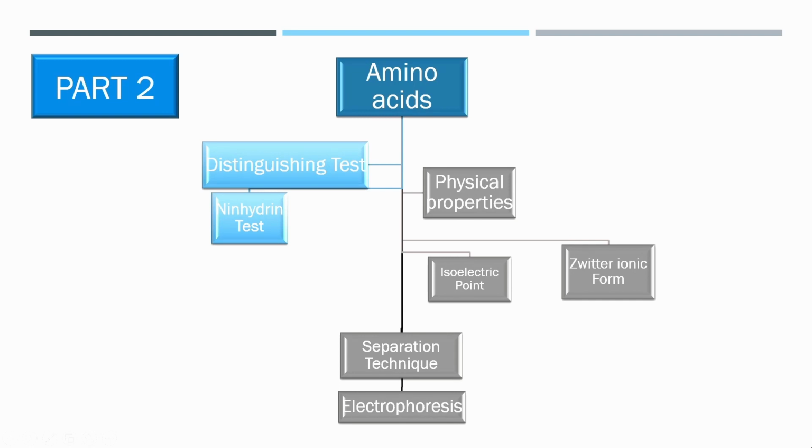So that ends the second part of our lecture on amino acids. Let's take a quick recap of what we covered. The first thing we did was a small distinguishing test called the Ninhydrin test, in which we see how to test a solution for whether it has an alpha amino acid or not. The second were some physical properties like the zwitterionic form and the isoelectric point. And in the end, we did a separation technique to separate a mixture of amino acids, which is called electrophoresis. I hope this lecture was clear, and thank you everyone for joining.